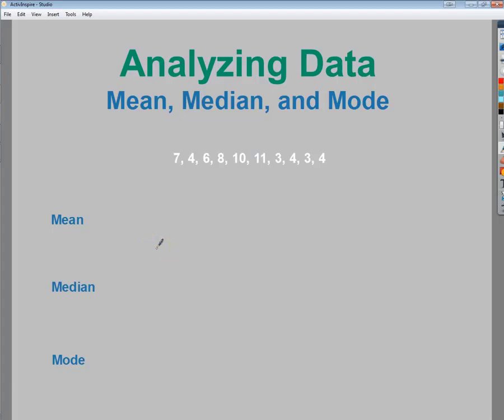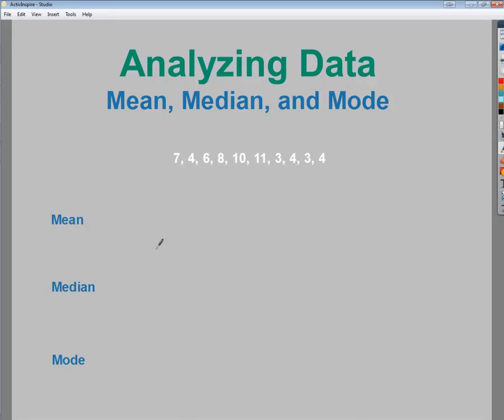This video I'm going to talk about analyzing data. Specifically, I'm going to talk about mean, median, and mode. This is considered to be, by the way, one variable statistics. It's not a sort of graphing relationship where you have an x, y. You just have single numbers that you're working with.